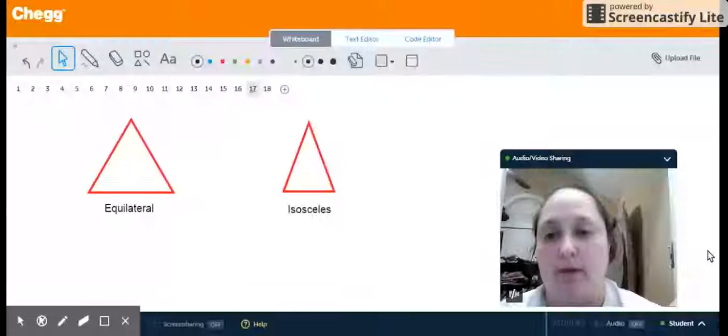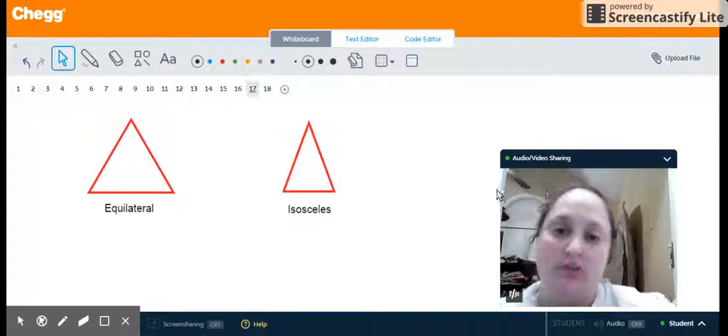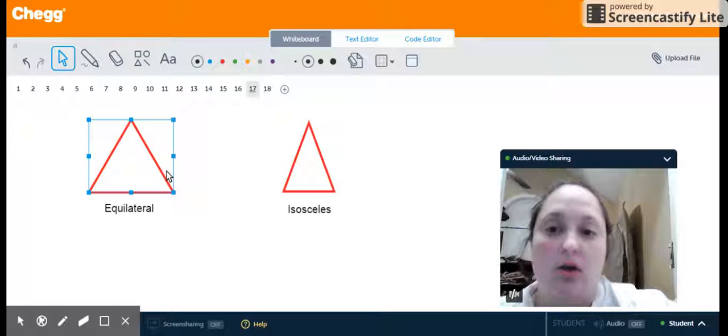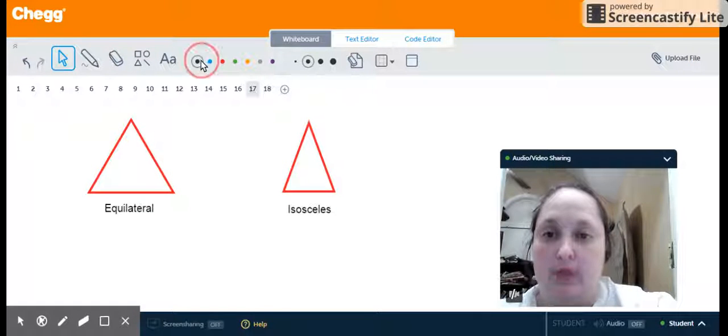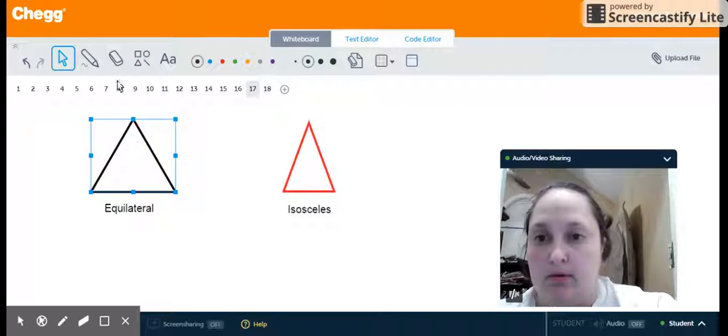Today we're going to talk about equilateral triangles and isosceles triangles. Equilateral triangles are special because all of the sides are congruent, and I'm going to mark that with a hash mark.